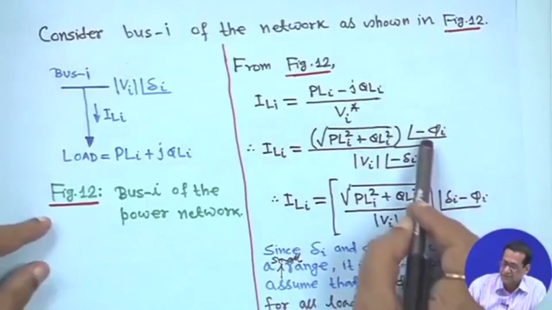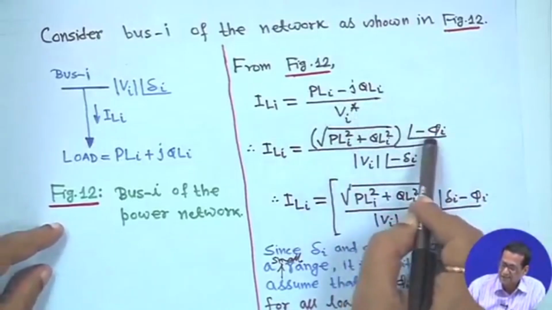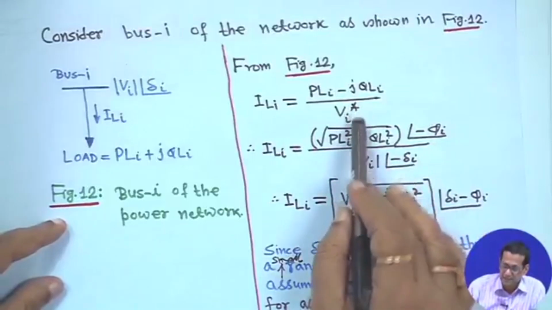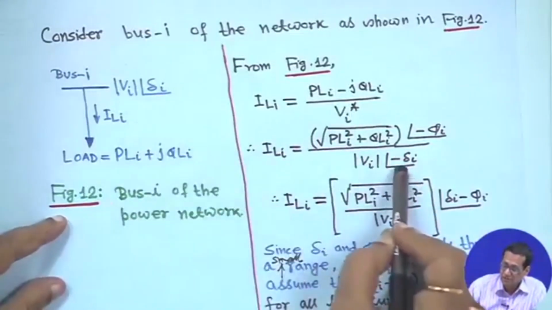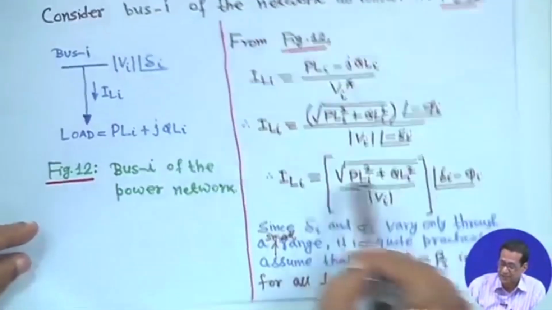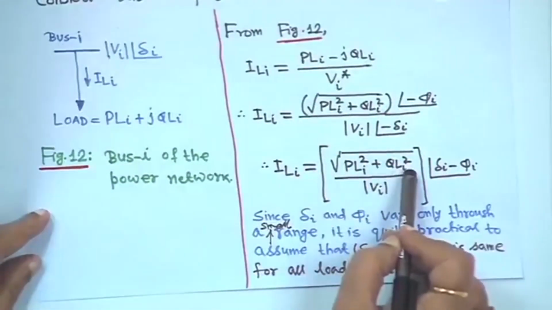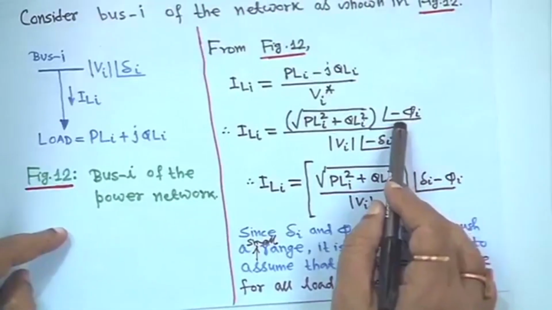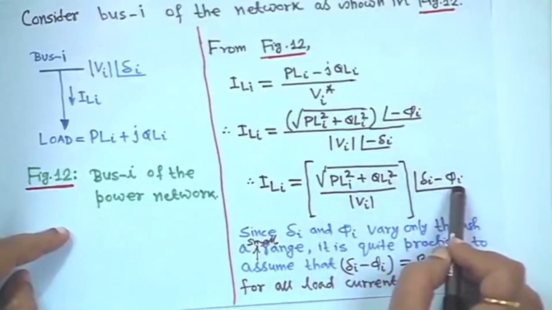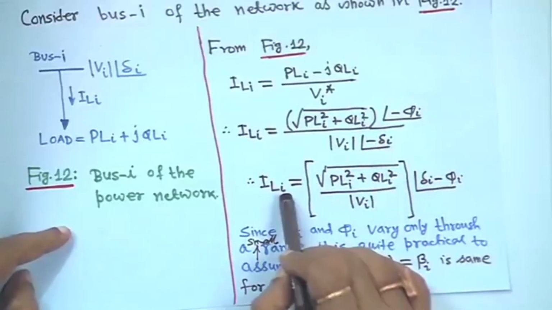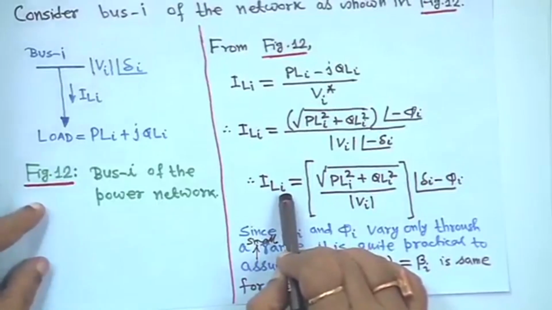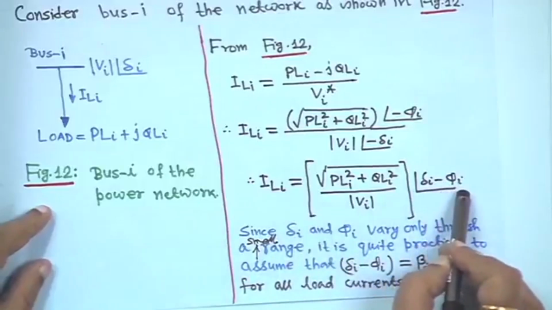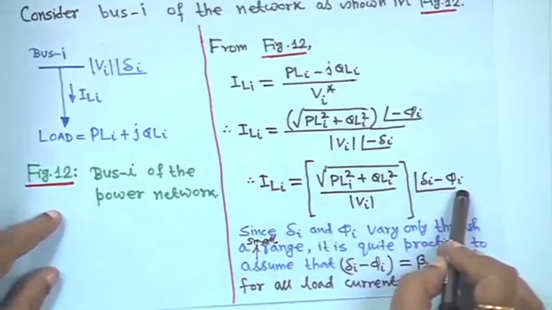So this load angle you can write as minus phi_I, and for the voltage magnitude V_I, its conjugate has angle minus delta_I. Therefore I_LI is equal to root over P_LI square plus Q_LI square upon magnitude V_I, with angle delta_I minus phi_I. This is the load current angle at bus I, but what we will do is assume this delta_I minus phi_I is the same for all the load currents.